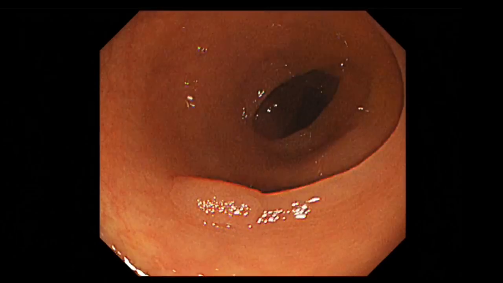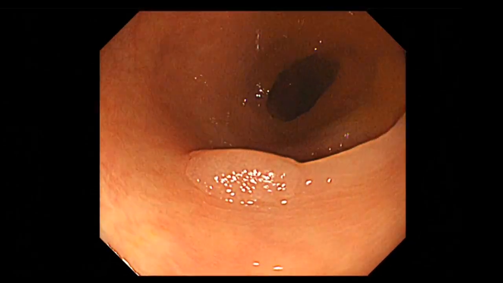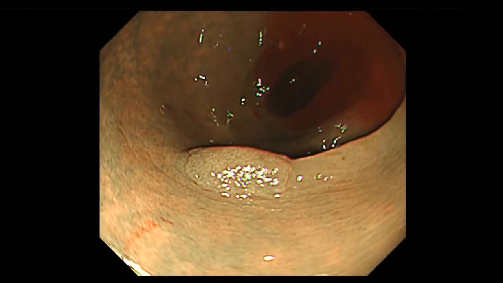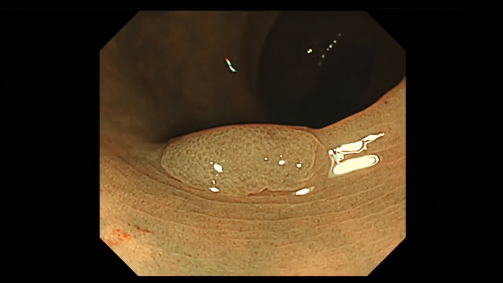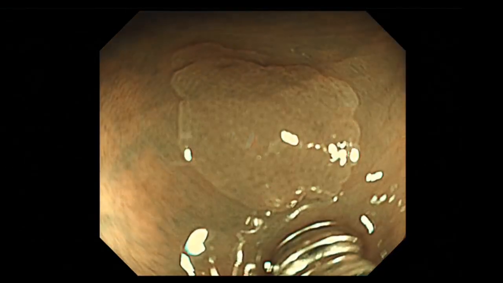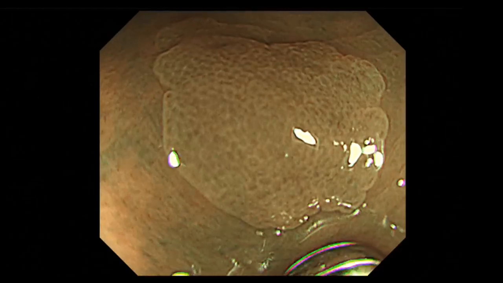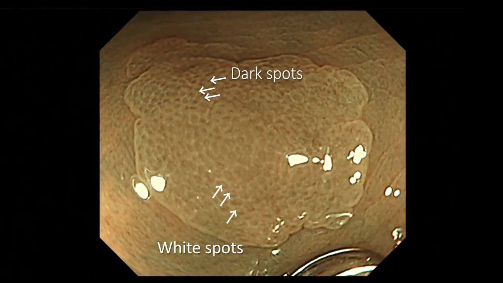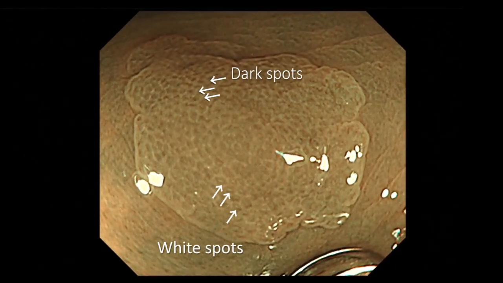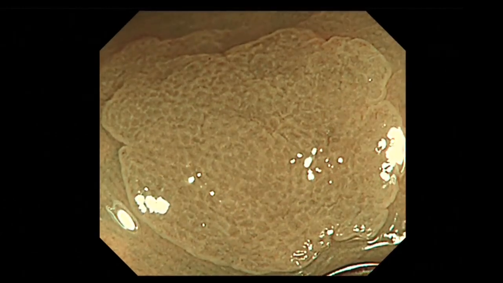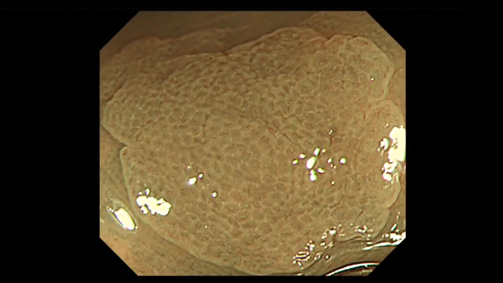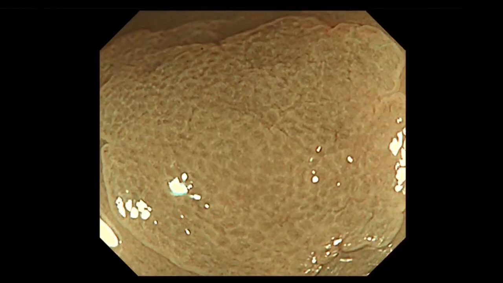Here we have a slightly elevated polyp 5 mm in diameter. We cannot see any vessel structures on this polyp. Both regular white spots and dark spots are observable on this polyp. And the surface structure of this lesion has no specific features, and the pattern is similar to the surrounding normal mucosa. Therefore, this lesion is classified as JNET Type 1.